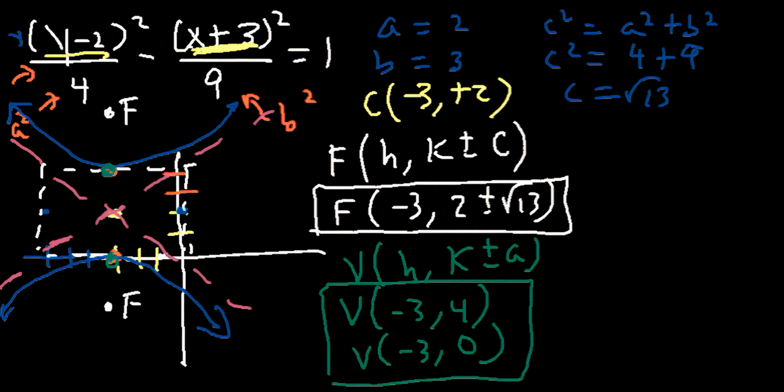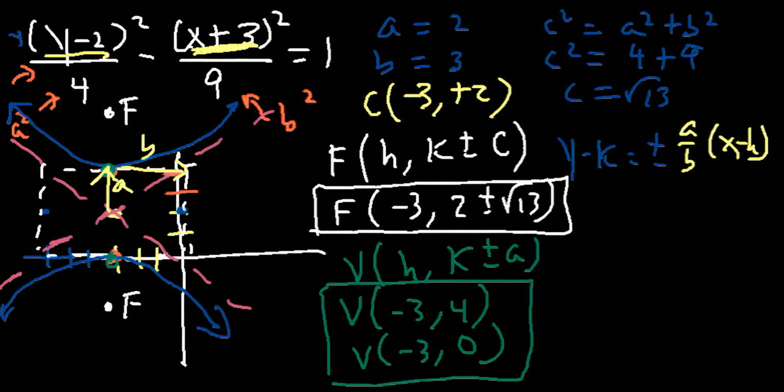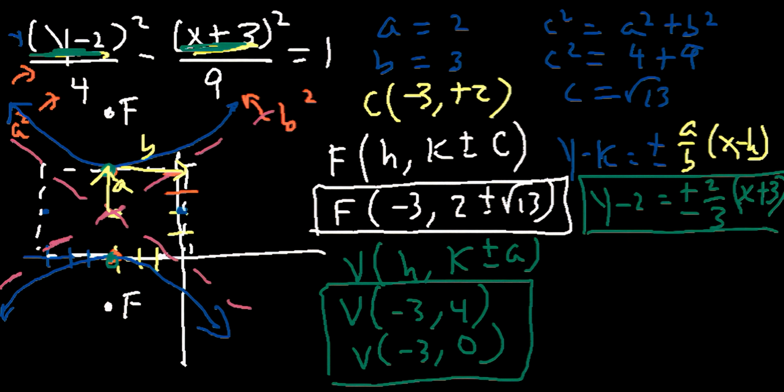Now the last thing we need to find is the asymptote, which is y minus k is equal to plus or minus. Okay, so we went up a units. The rise is a, the run is b. And since the slope is rise over run, it's a over b, and then x minus h. So y minus k is basically exactly what you see here. So it's y minus 2. And a is 2, b is 3, so 2/3. X minus h is basically x plus 3. And that's how you find the equation of the asymptotes.